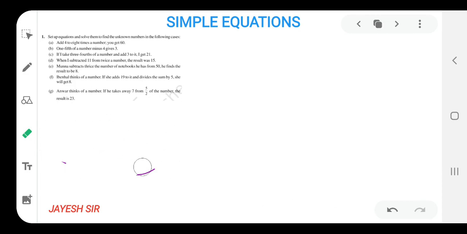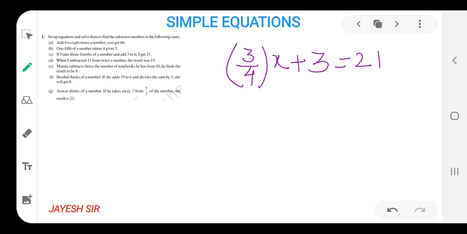So no need to worry if you are not capable. You will learn over here how to form the equation and solve them. Next sum: if I take 3/4 of a number and add 3, that means 3/4 of x, and add 3 to it. After adding 3 to it, what he gets is 21 rupees.